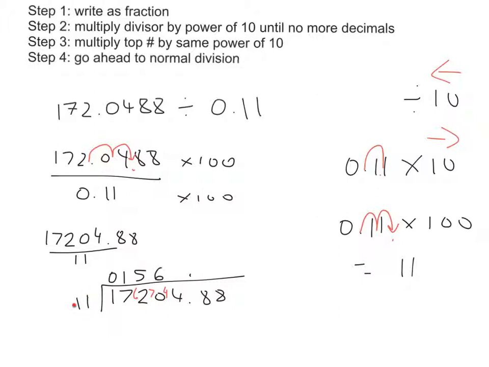Now we're asking, how many times does 11 go into 44? And we know 11 times 4 is 44, so 11 goes into 44 4 times. Now we're asking, how many times does 11 go into 8? It doesn't, so we put a 0 there. And now we're asking, how many times does 11 go into 88? And we know that 11 times 8 is 88, so 11 goes into 88 8 times. So our final answer is 1564.08.